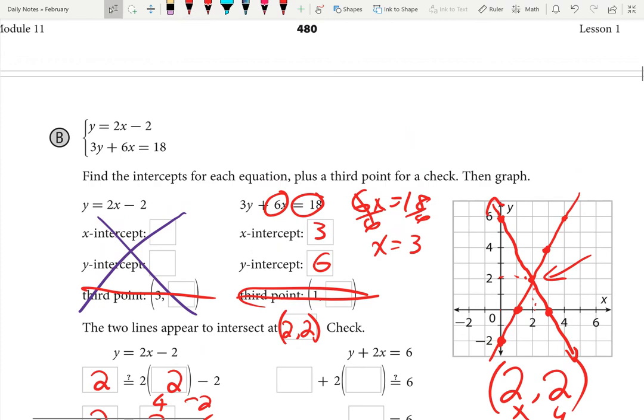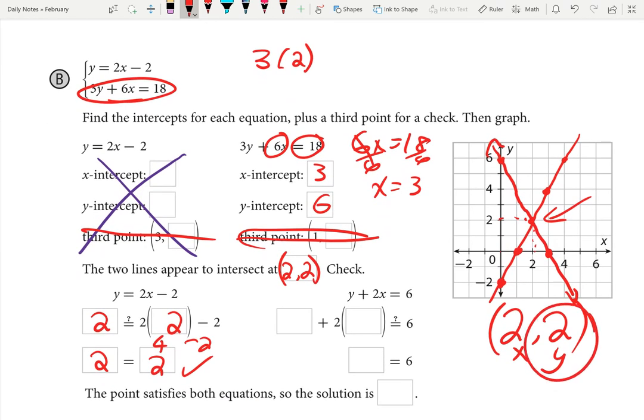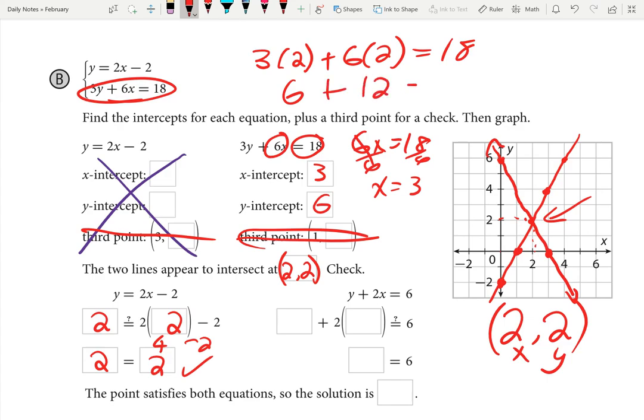If we go back to the original here, this 3y, remember the y is 2 because the y value of our answer is 2, plus 6 times 2, because the x value was also 2, equals 18. Let's see what we get. 3 times 2 is 6, and 6 times 2 is 12, and 6 plus 12 is equal to 18, right? So you can see, plugging in the points, it fits. It all works out, okay?